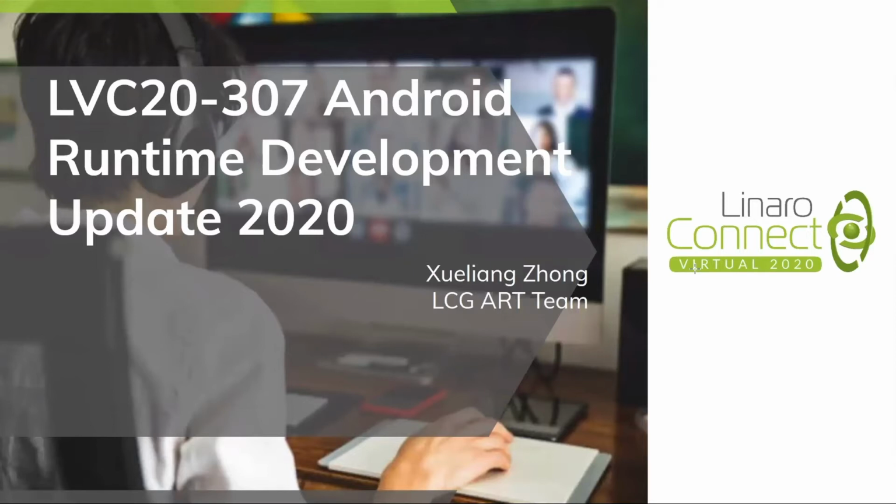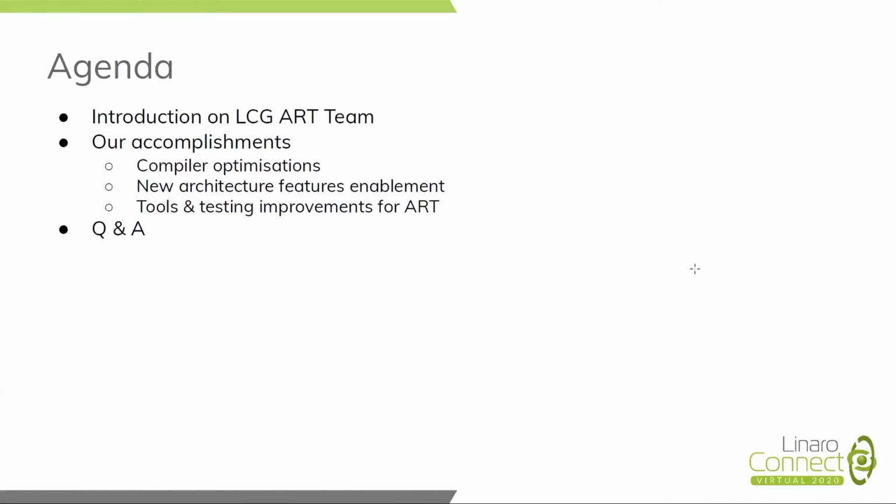So in this talk, I will give an update of the Android runtime development in our team in the past year. So here is the agenda. I'll give a quick introduction of the current status of the LCG ART team. And I'll go over all our big accomplishments in the past year, including the compiler optimization achievements, the new architecture features that we developed, and the tools and testing improvements that we've done for ART. And hopefully we have some time for Q&A.